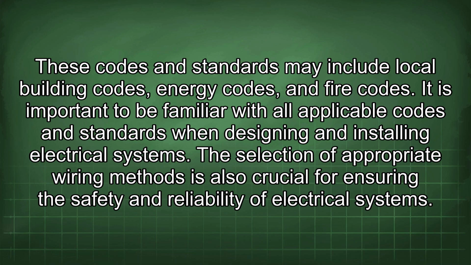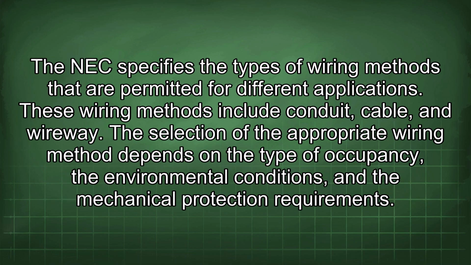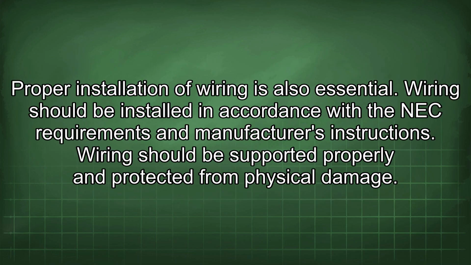The selection of appropriate wiring methods is also crucial for ensuring the safety and reliability of electrical systems. The NEC specifies the types of wiring methods that are permitted for different applications. These wiring methods include conduit, cable, and wireway. The selection of the appropriate wiring method depends on the type of occupancy, the environmental conditions, and the mechanical protection requirements.